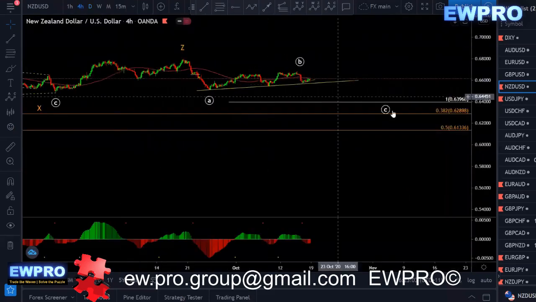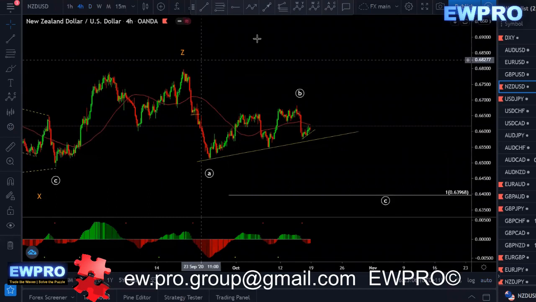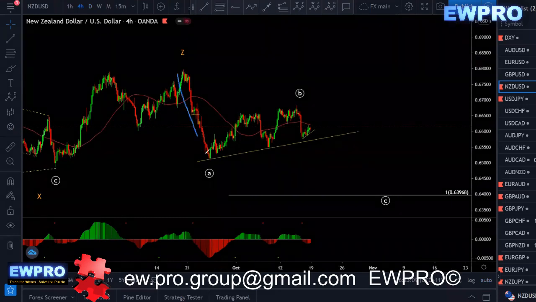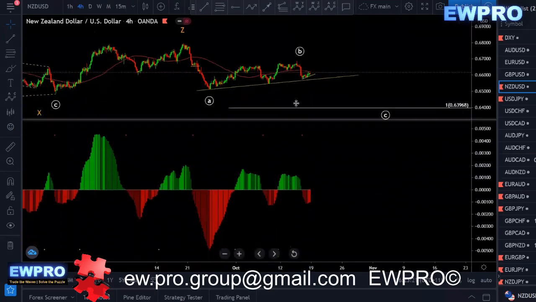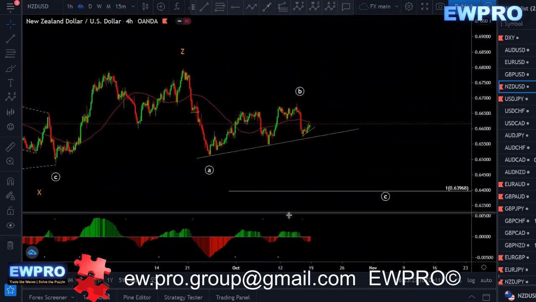H4, we got a nice impulse down. We got an A, B, C in here with bearish divergence. I'm pretty sure there's bearish divergence on this one. Yeah, so we got the bearish divergence as well. So definitely look to sell this one.